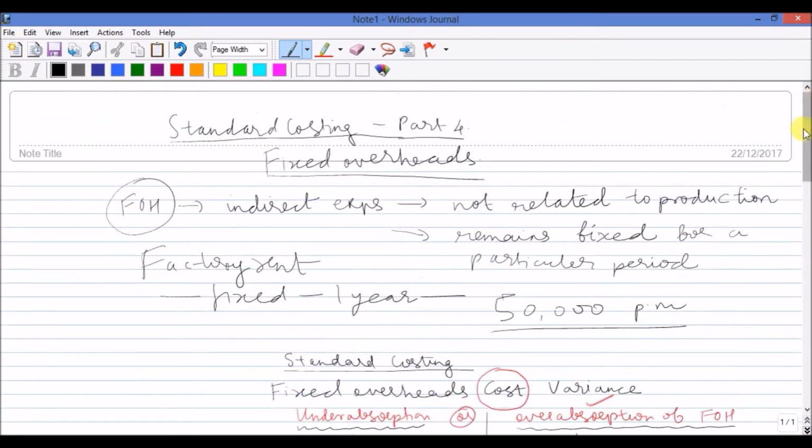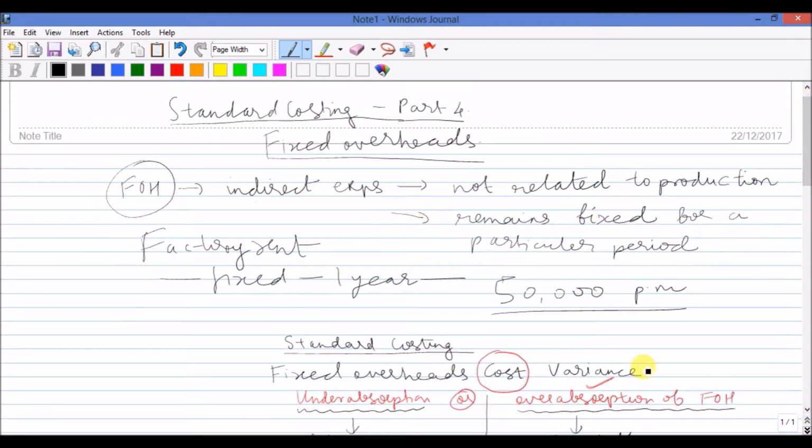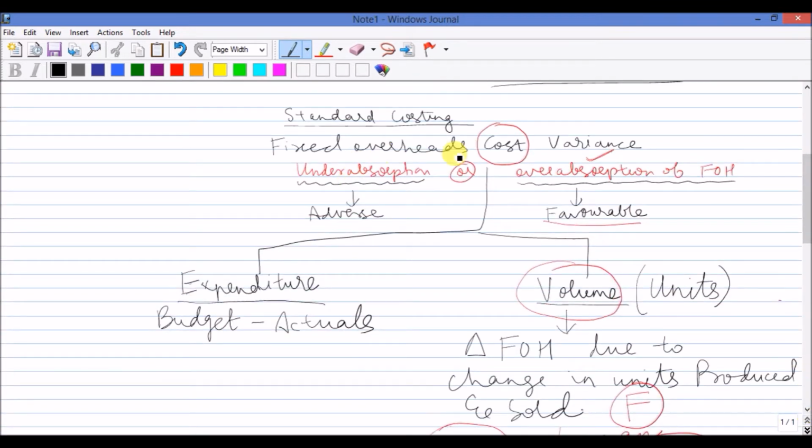Now I'm just recollecting something. When I say fixed overhead cost variance, in our mind should be under absorption and over absorption. In case there is an under absorption, the variance is adverse. If there is an over absorption, the variance is favorable. Friends, right now my target is just to make you understand whether it's adverse or favorable. Don't worry, we are going to go deep into the sum, but the crucial part of fixed overheads variance is to understand when it is adverse and when it is favorable.